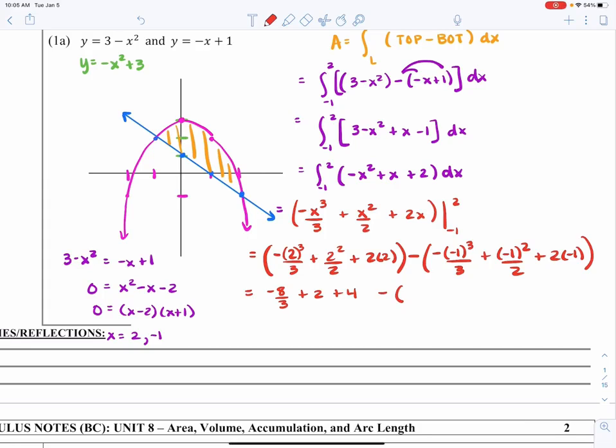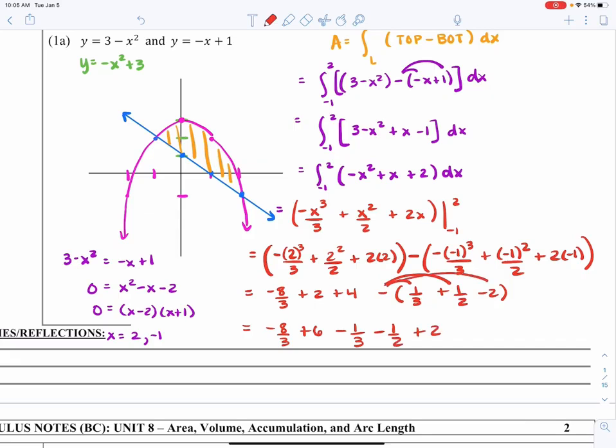Negative 1 cubed will be negative, but then when I apply the other negative, that will become a positive 1 third, a positive 1 half, and a minus 2 right here. I've got negative 8 thirds plus 6. Let's distribute our negative sign. Negative 1 third, negative 1 half, and plus 2.